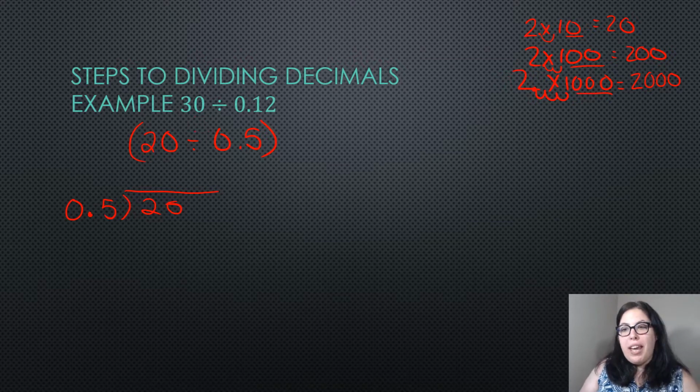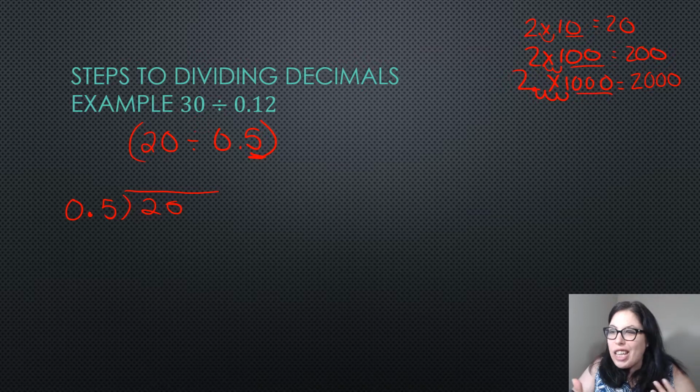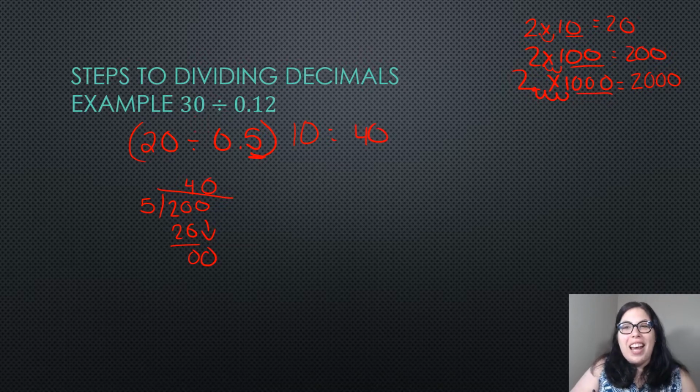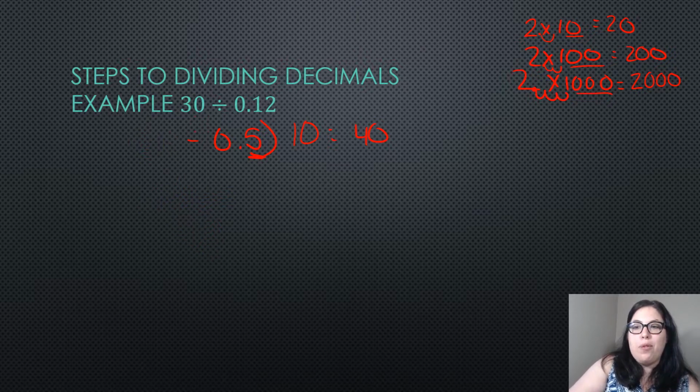So let's look at our problem again. I have 20 divided by 0.5. I need to move it one place to be able to make that a whole number, something I can compute better. Okay, so one place would be multiplying both numbers by 10. If I multiply both of the numbers by 10, I'm going to have 200 on the inside and 5 on the outside. 5 goes into 20 4 times, and into 0 0 times. It would give me the same answer. So let's apply that idea and come up with steps for dividing.